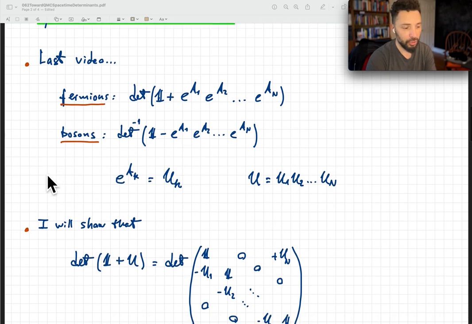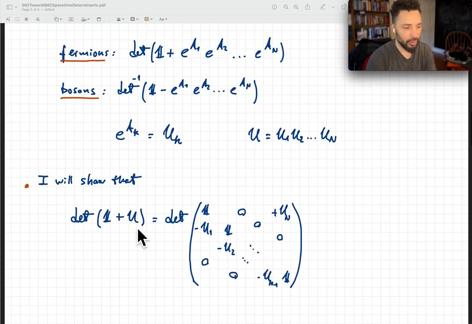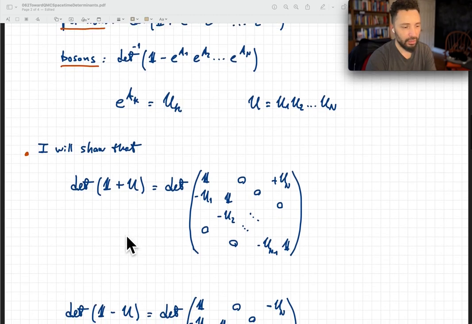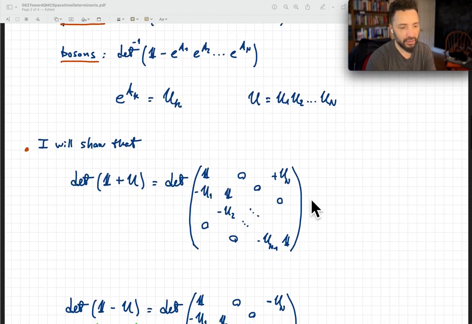And I will show you today that the determinant of 1 plus u in particular, so this is for the case of fermions, and it's going to be the same proof, very similar for the case of bosons, is equal to the determinant of this bigger matrix, where now you have ones on the diagonal. These are blocks, and the sub-diagonal blocks are given by minus u1, minus u2, and so on and so forth. So it's sort of a blown up version of this matrix here.